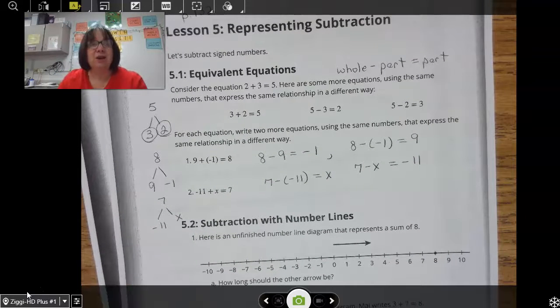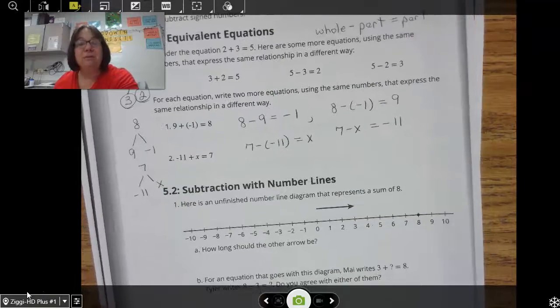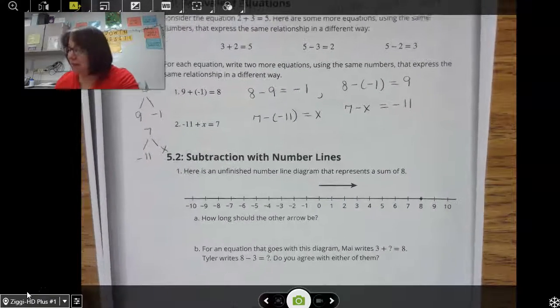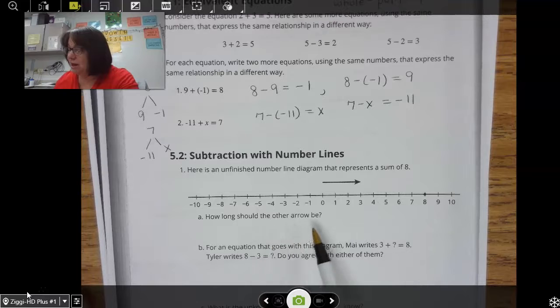So again, knowing that addition is related to subtraction, where addition is your part plus part equals whole, but subtraction is whole minus part equals the part. So here's an unfinished number line that represents a sum of 8. So how long should the other arrow be? So I want you to look at this, identify the whole and the part.